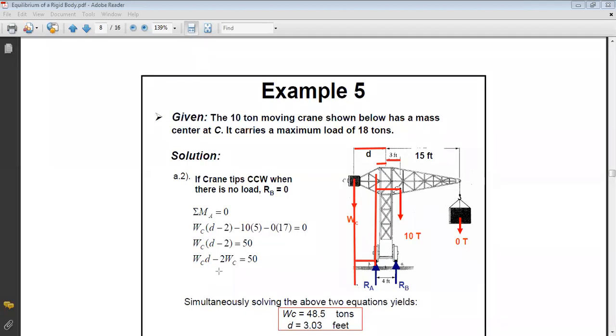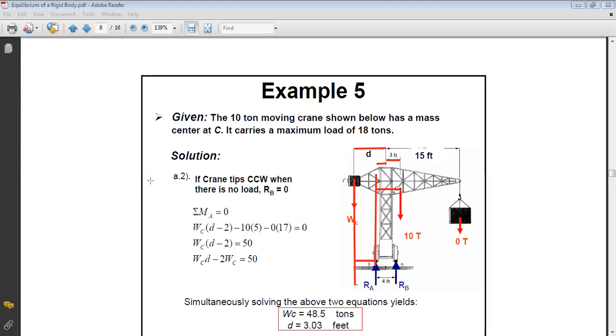So when I solve these two equations with two unknowns, I can get the counterweight value and the distance D, which will just prevent tipping over. These values will satisfy the critical condition, and I will not have tipping over in this case. Any question on this?